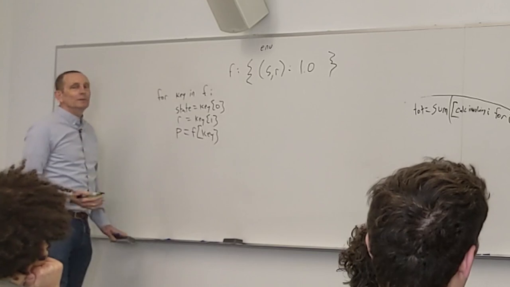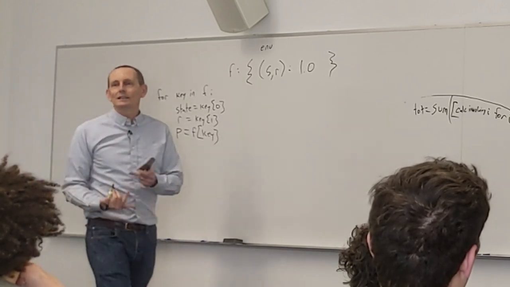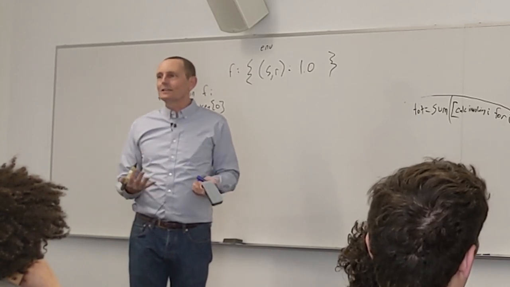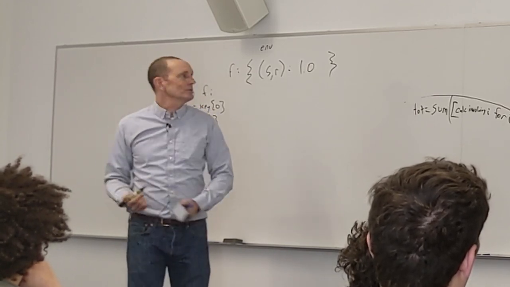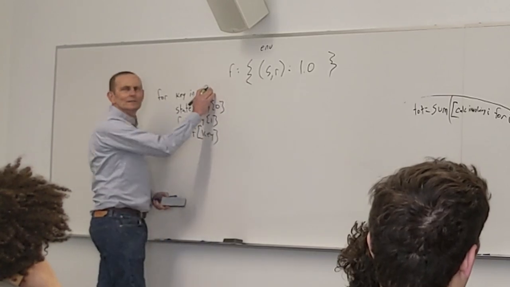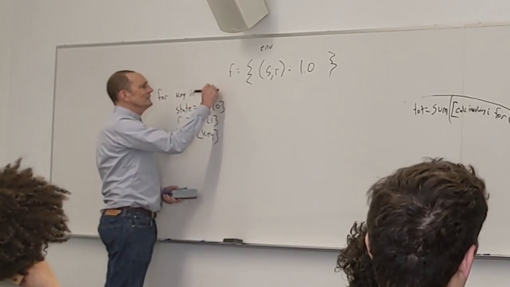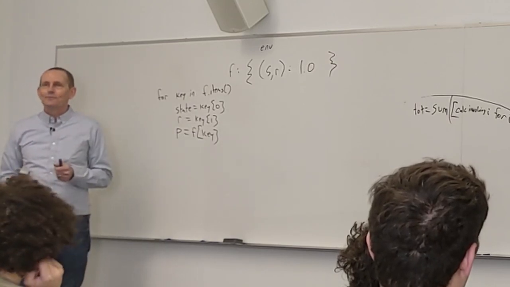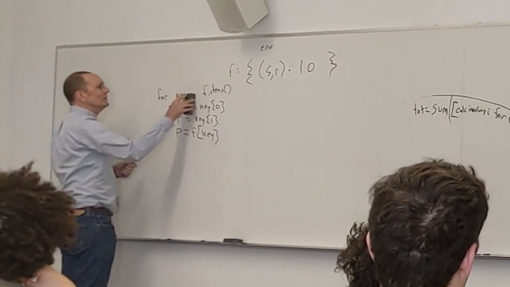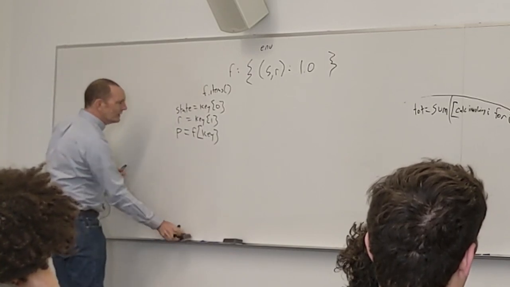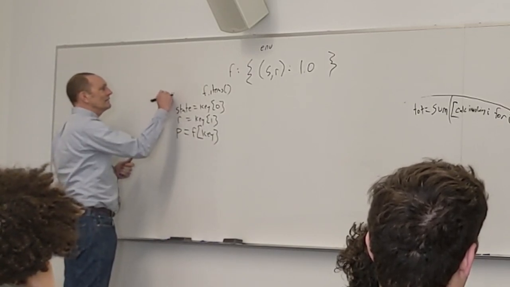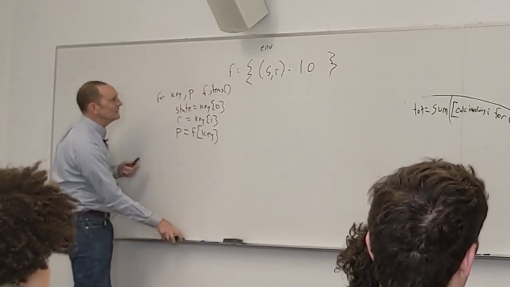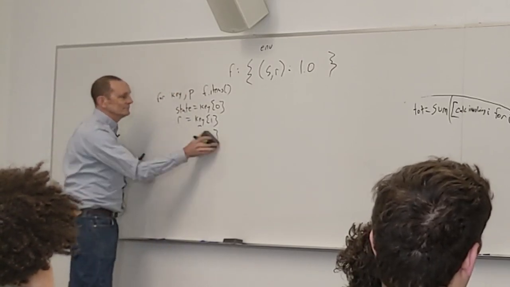Better would be, if you need both a key and a value as you're iterating over a dictionary, don't just iterate over the keys; iterate over the keys and the values by using, what is it, items. Items returns you a tuple of the key and the value. And so you can say for key, comma, in this case it's the probability, and now we've got the probability. Questions on that one?